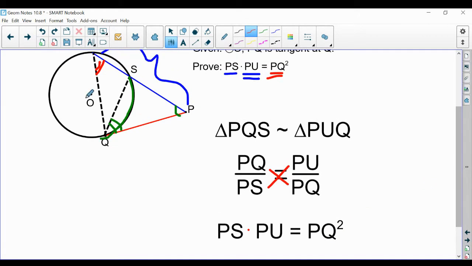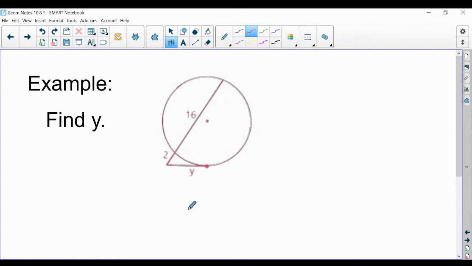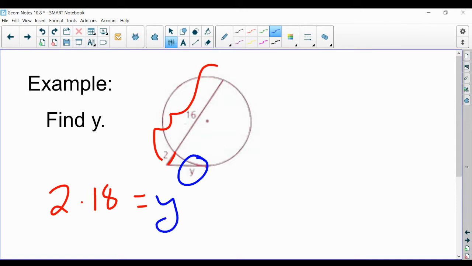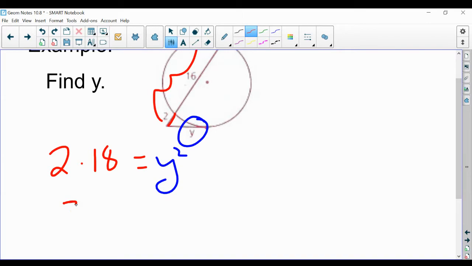All right, let's use this in an example. We want to find y. Y is the tangent segment. So the outside part is 2. The whole thing is 2 plus 16, which is 18. And that is equal to outside part times the whole thing, which for the tangent, the outside part and the whole thing are both y.